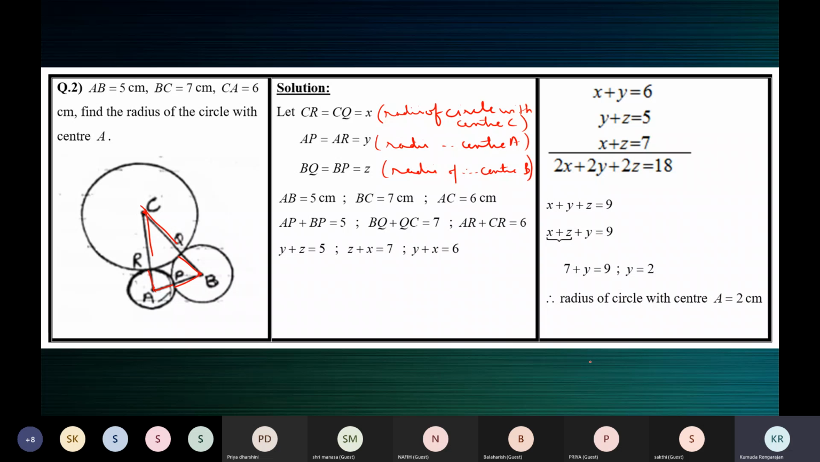So assume X, Y, and Z, and then we are given AB, BC, and AC. Write them in terms of X, Y, and Z. So you get three equations like this. Add the three equations. You will get another equation, X plus Y plus Z is equal to 9. Now you can substitute these values in this equation to find the values of X, Y, and Z.